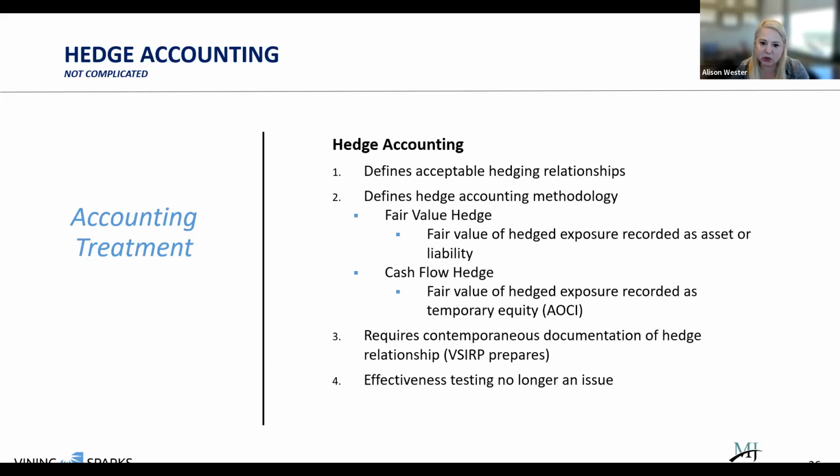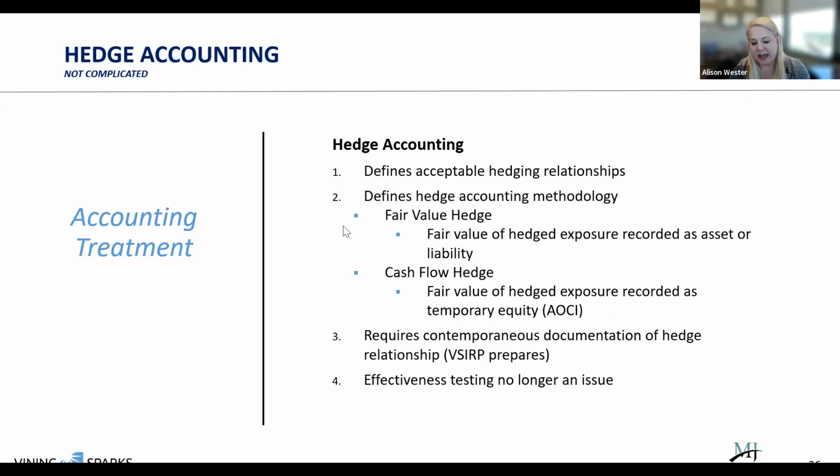The ASU still requires that you have contemporaneous documentation of the hedge relationship at the time the relationship is established. It did not provide relief from that. You need to fully document what you're hedging, why you're hedging it at the time you establish the relationship. And then while effectiveness testing is no longer an issue, it is still required. To qualify for hedge accounting, the relationship still has to be considered highly effective.